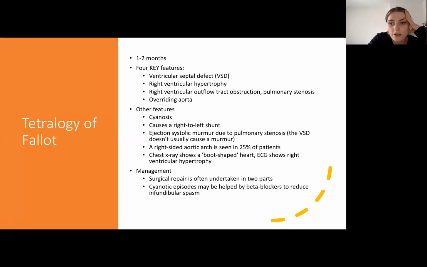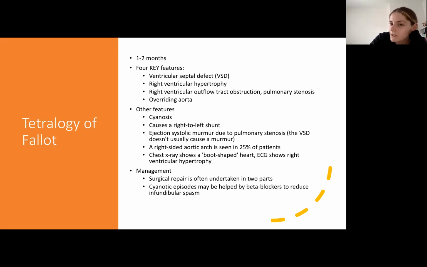They can be repaired surgically, often in 2 parts. They can get given beta blockers to reduce infundibular spasm for their cyanotic episodes. And these kids need to be operated on quite quickly, and they're often quite poorly. So I think I've seen one of these. I saw it in ITU. So just be aware that these kids will be sick.